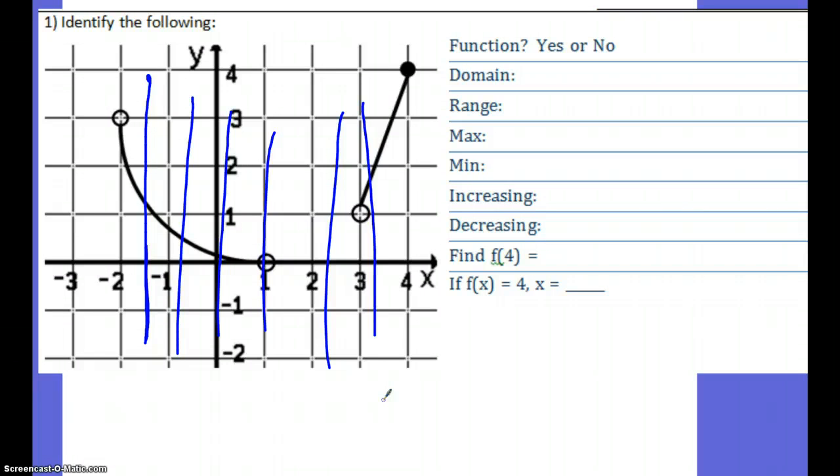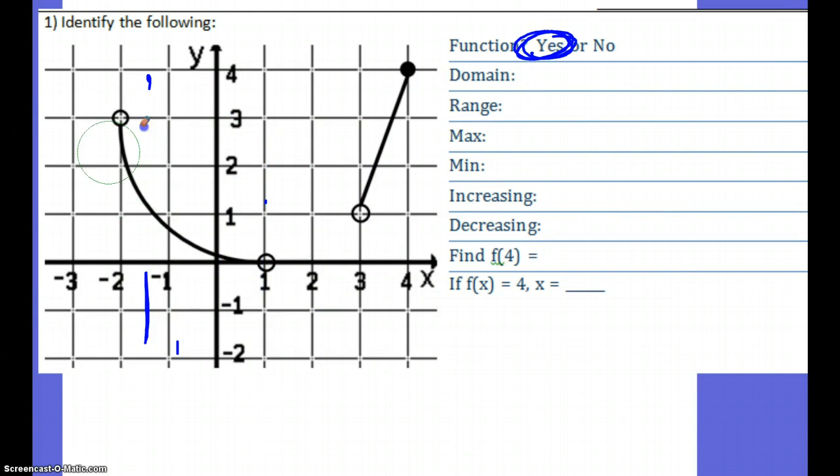And only once is a good thing. That means yes, it is a function. That means you cannot be in two places at once. And this graph doesn't have that, so that's a good thing. So from here, we want domain and range.